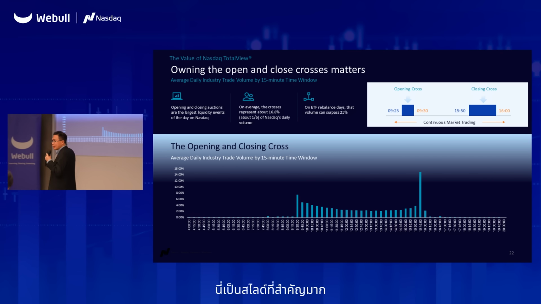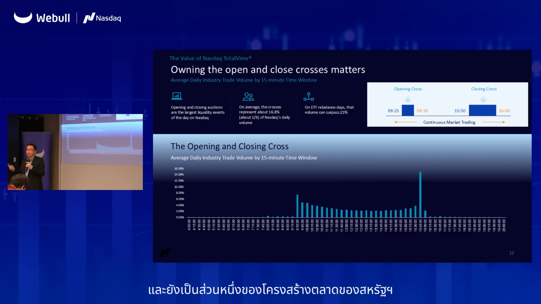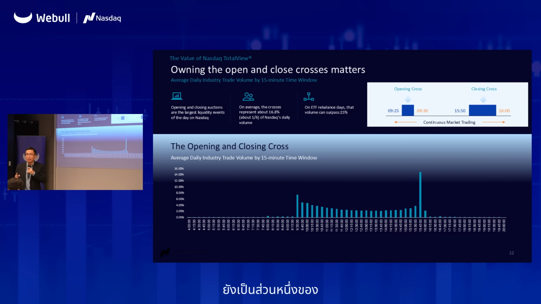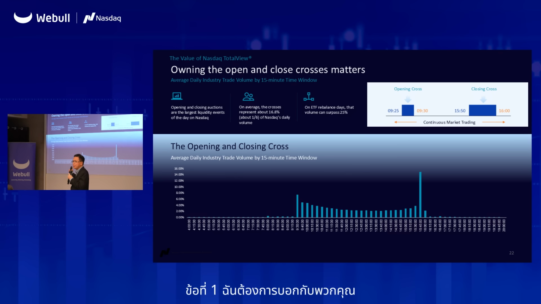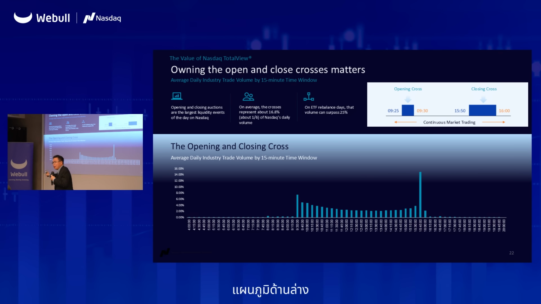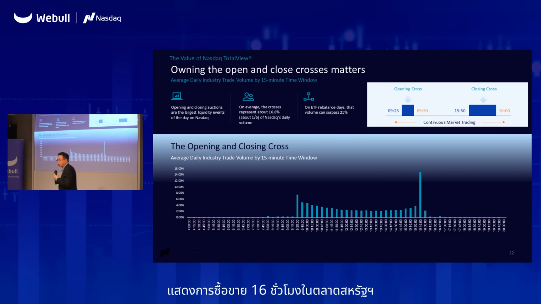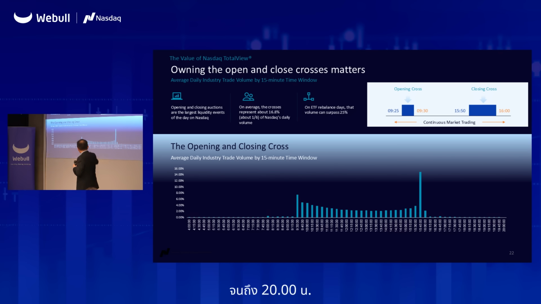This is a very important slide, and it's also part of the US market structure. It's also helping you in your investment decisions. Number one, I want to share with you, the chart below shows the 16 hours of trading in the US market from pre-open 4 a.m. till 8 p.m. Eastern Time.